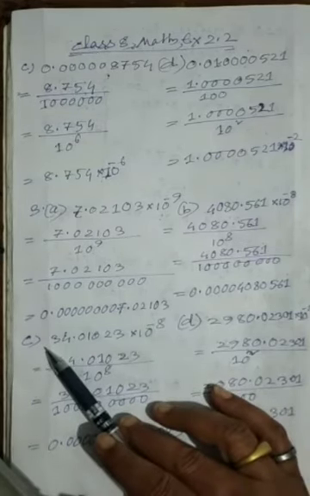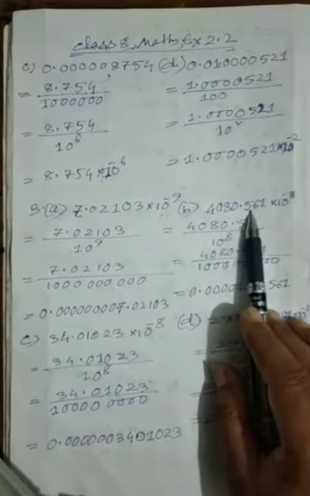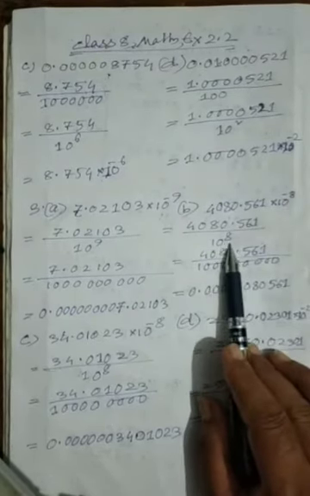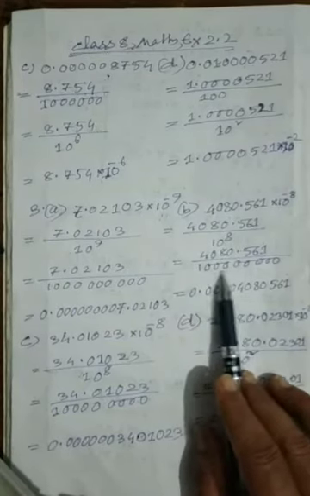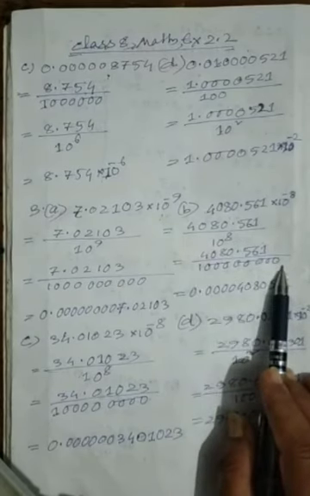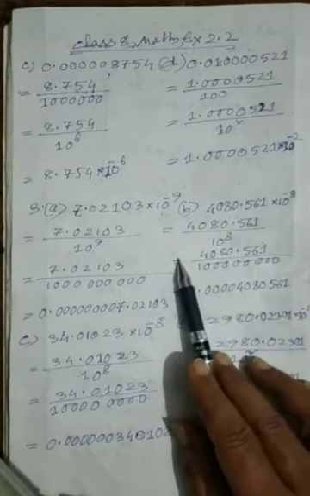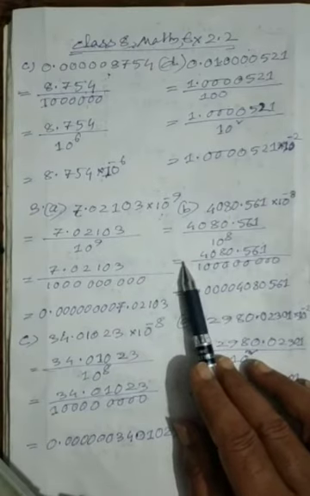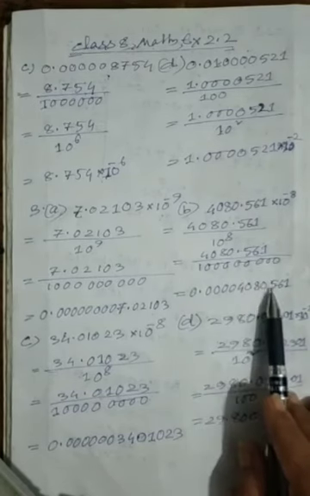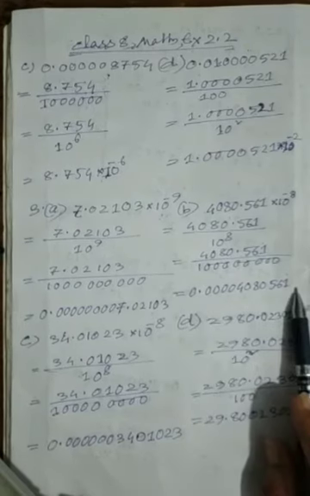Now come to question number B. 4080.561 into 10 to the minus 8. 10 to the minus 8 means if you write it down, then 10 to the power 8. 10 to the power 8 means how many zeros? 8 zeros. Now, from the point, you have to move 8 digits to the left hand side, because when you divide a number, the point will go to the left hand side. So the point is here, 1 2 3 4 5 6 7 8. So the point will be here. This is in usual form.